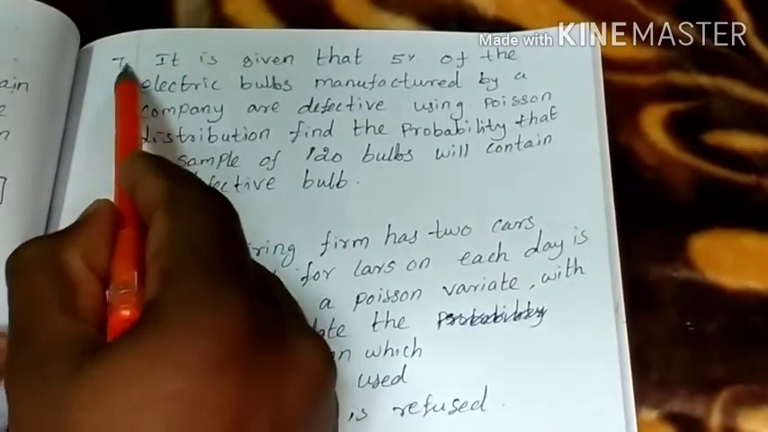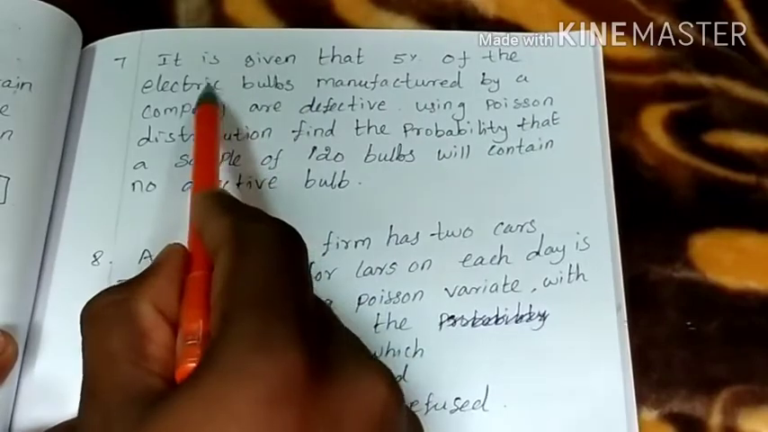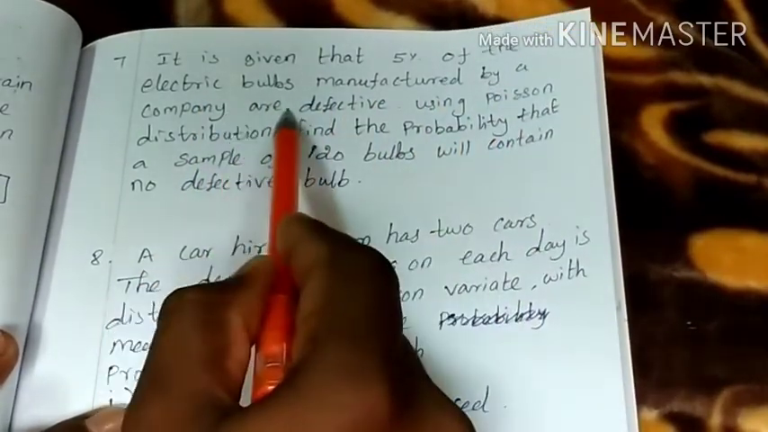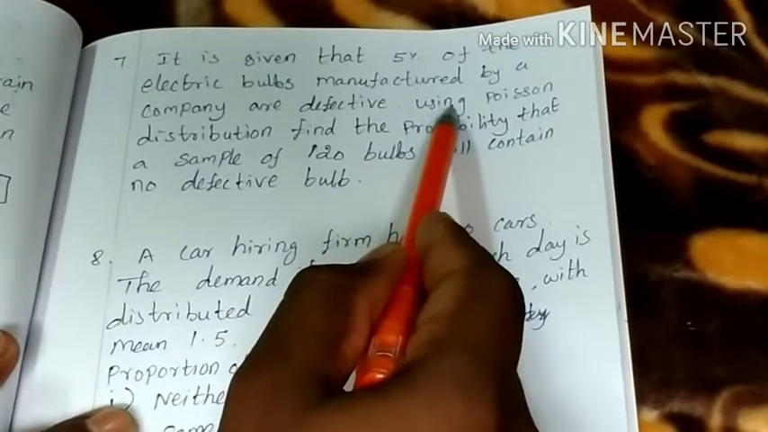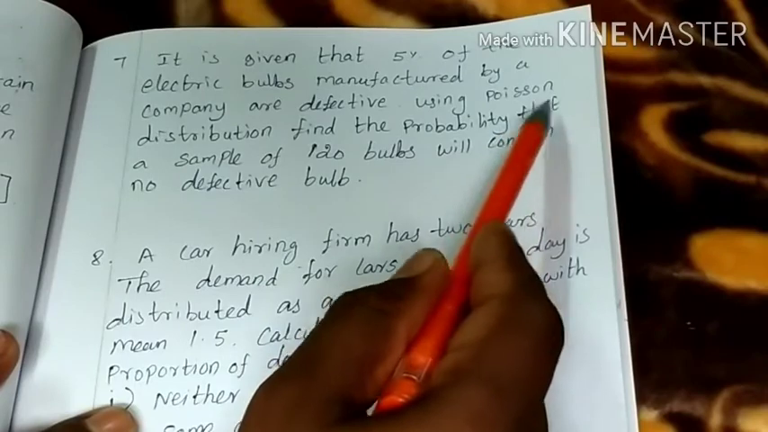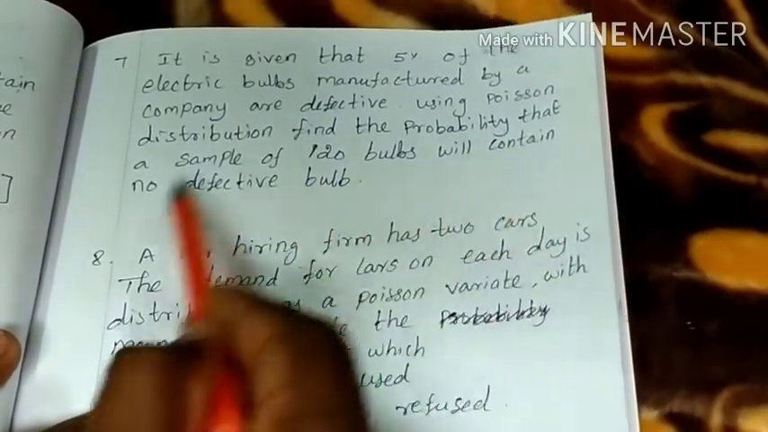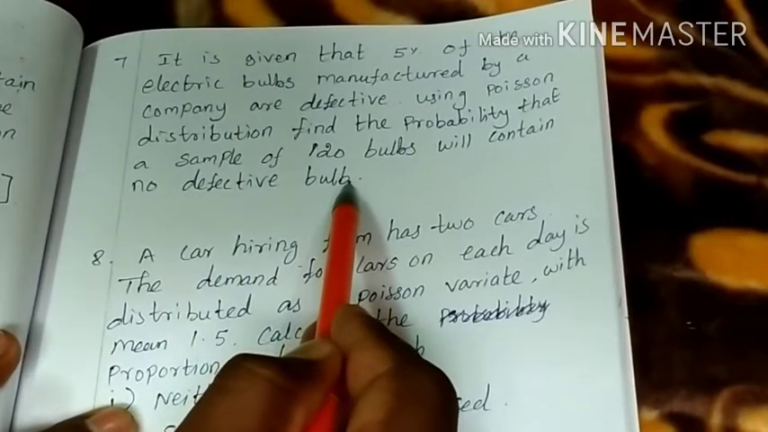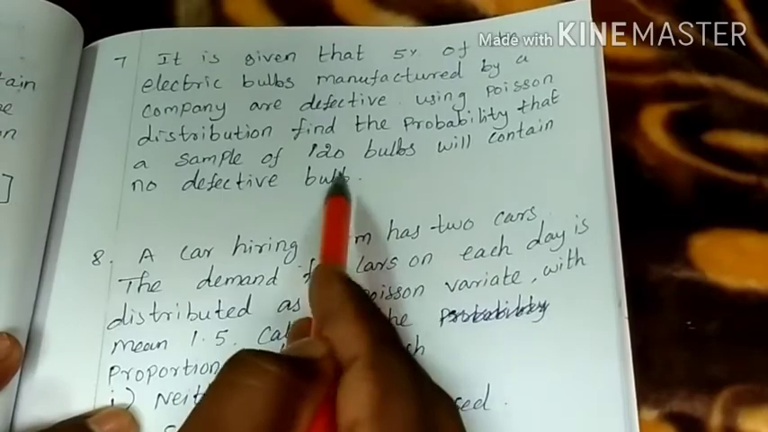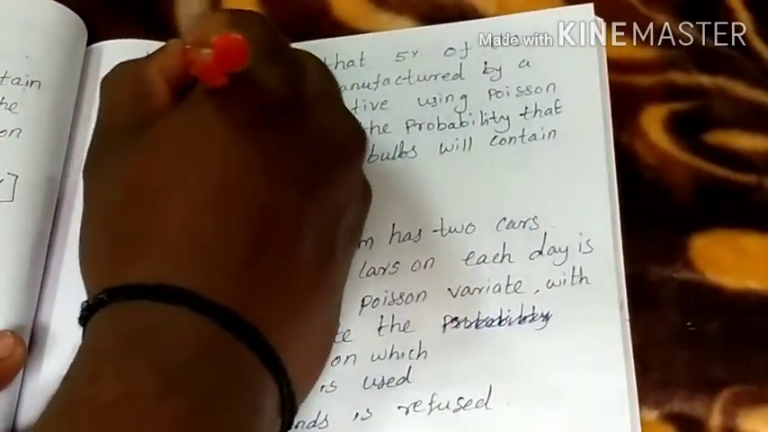Okay, dear students, next, the 7th question. It is given that 5% of the electric bulbs manufactured by a company are defective. Using the Poisson distribution, find the probability that a sample of 120 bulbs will contain no defective. This is your question. It is in the same manner as the previous question, so the 7th question is your homework.